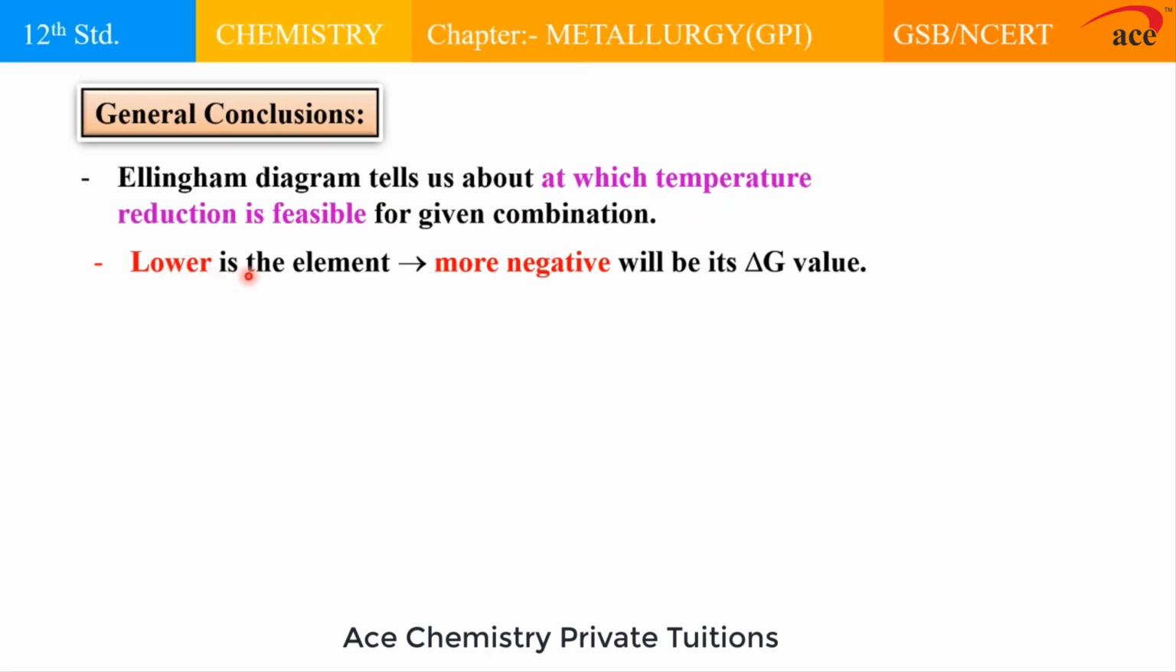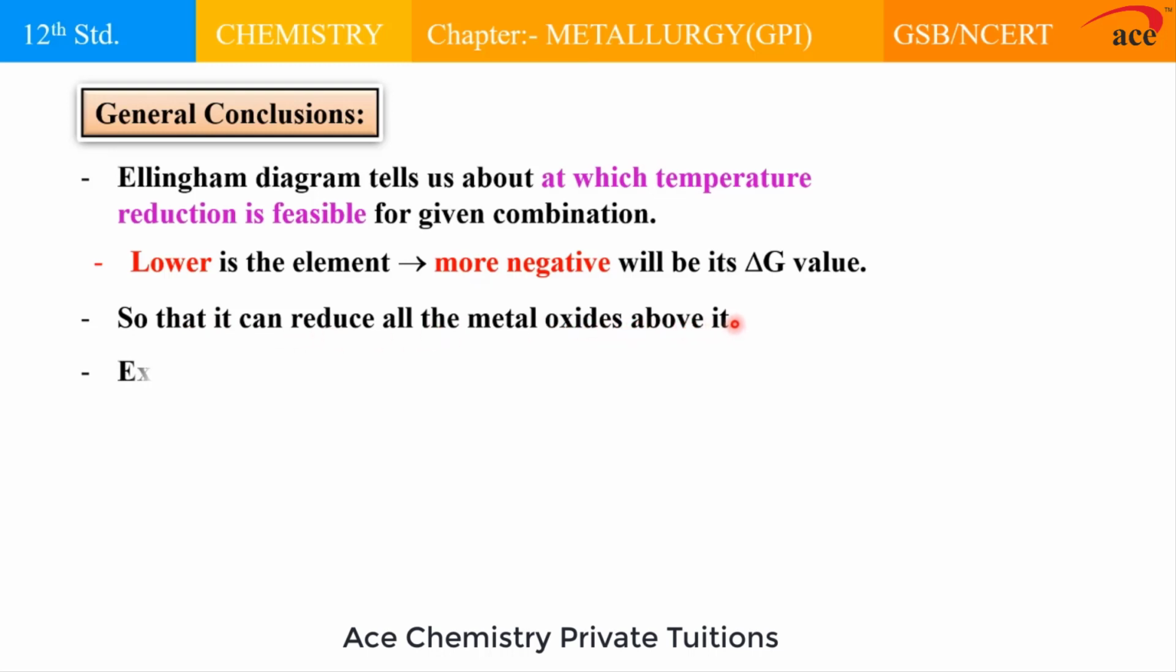Can I say the lower the position of the delta G naught value of the element, the more negative its delta G value? You have to check the graph. If the graph occupies a lower position on the y-axis, it indicates a more negative value of what? Delta G. So it means that it can reduce all the metal oxides above it, correct?